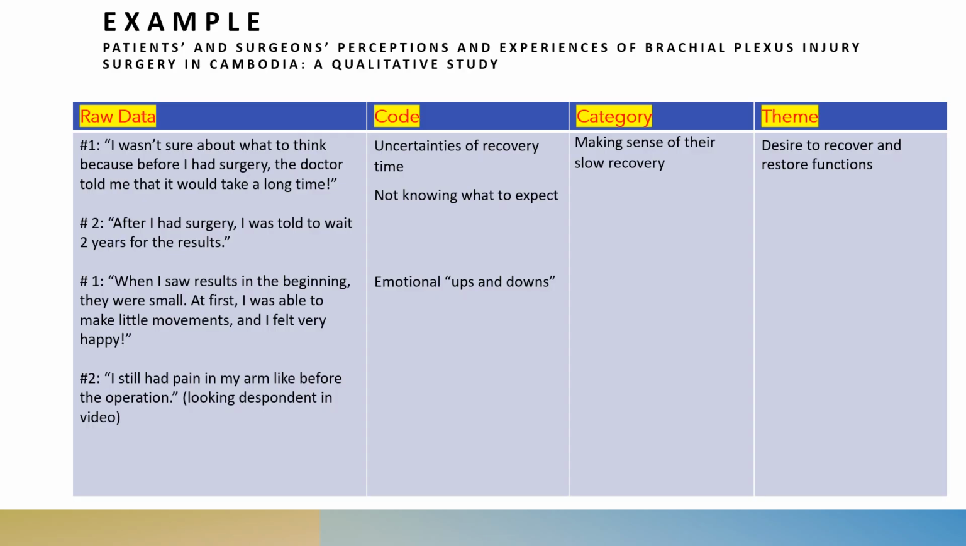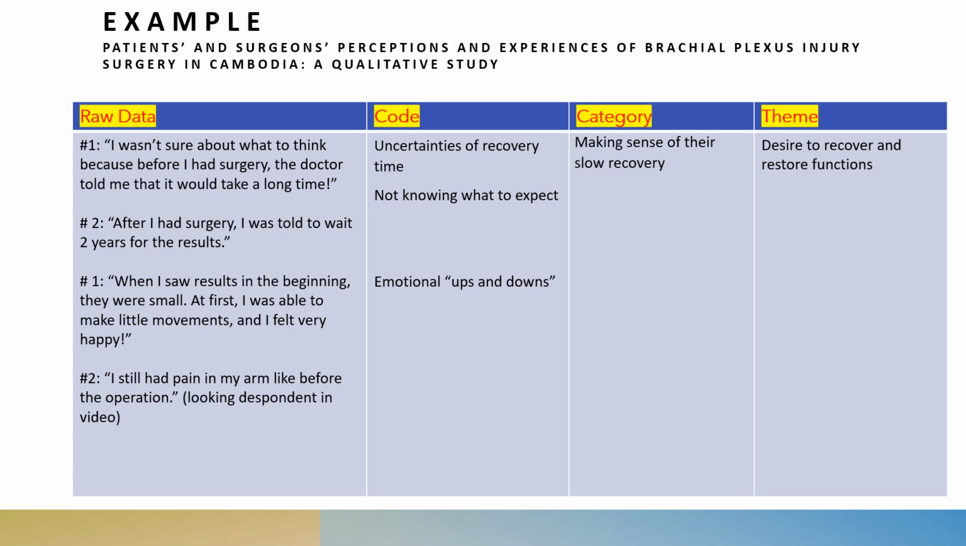This is a quick example of a study I did on the patients' perceptions and experiences of brachial plexus surgery in Cambodia. This is to show you how the raw data can be used to illustrate the codes, categories, and themes. As you familiarize yourself with the text of the transcript, you pick up phrases or words that might be relevant from as many different perspectives as possible. For example, here I have picked up what the patient said.